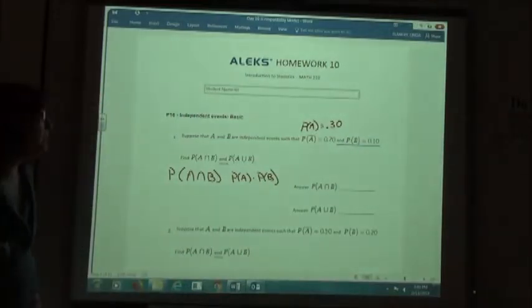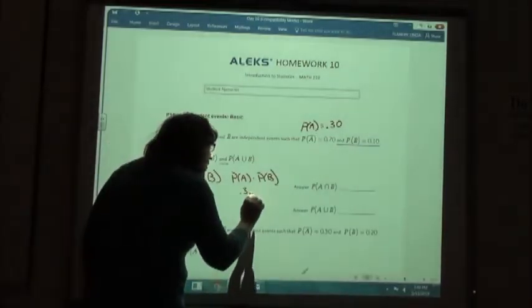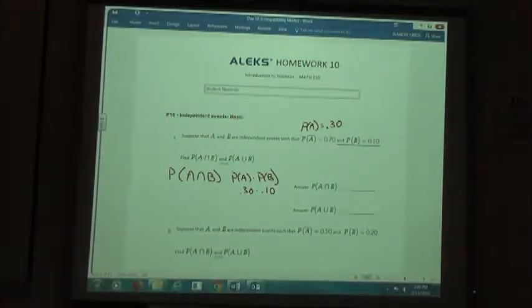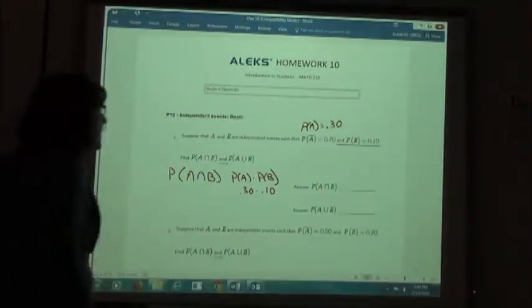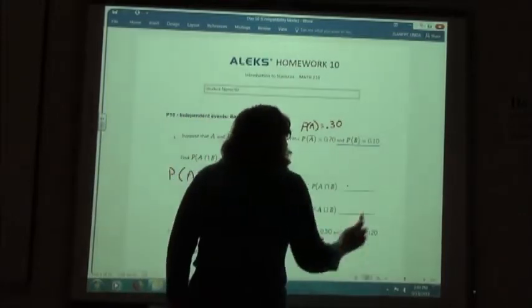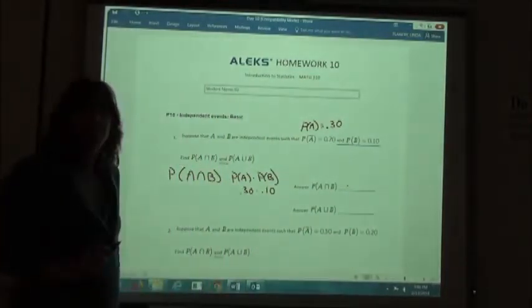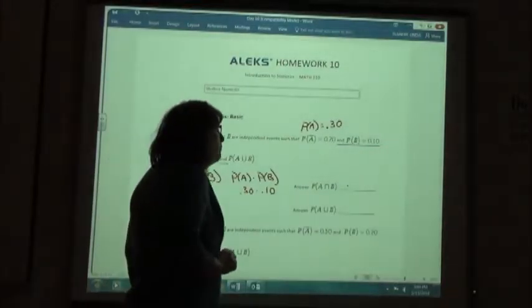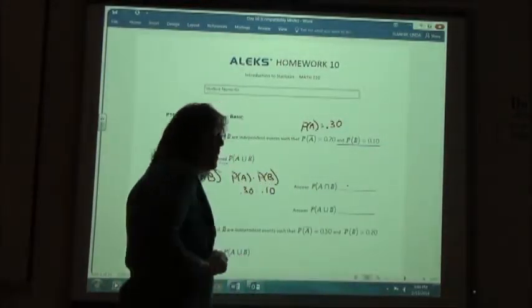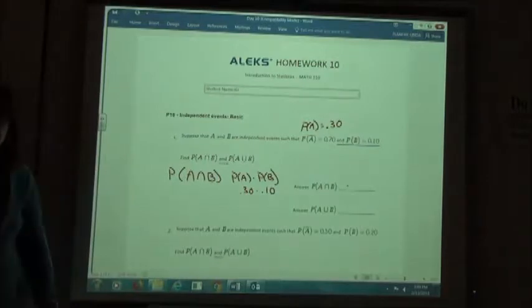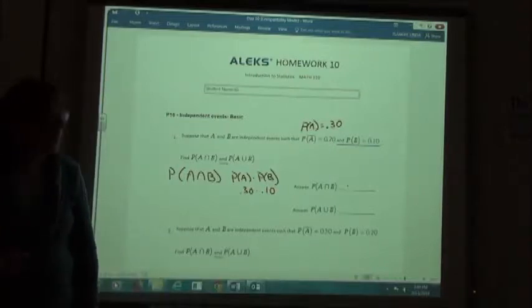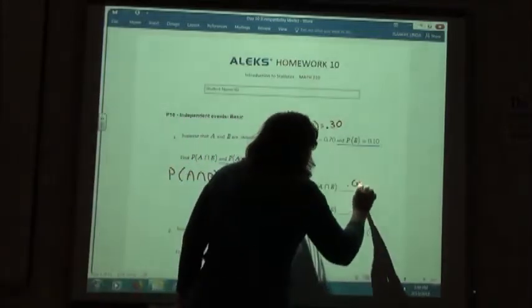We're just going to multiply those two together. So 0.30 times 0.10 would give us 0.03.